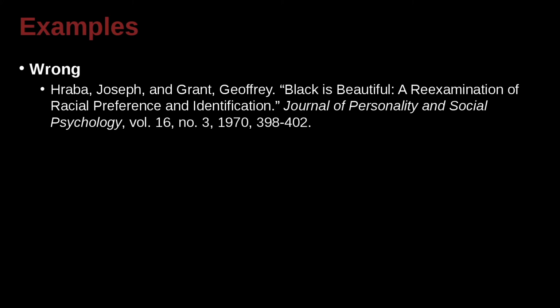Here we have another example. Prabha, Joseph, and Grant Geoffrey. Black is Beautiful, a re-examination of racial preferences and identification inside the Journal of Personality and Social Psychology. And we have a volume number, an issue number, a year, and the page numbers. Well, here we've got some problems we can see very clearly, isn't it?